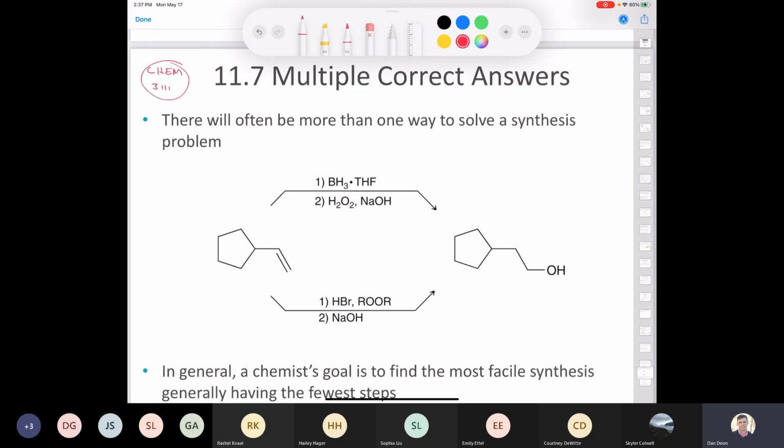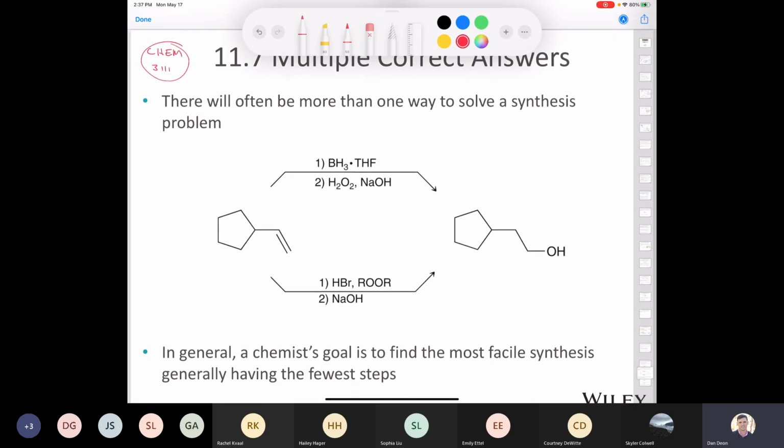Something that you're going to see a lot of in Chemistry 3111, especially once we get a few chapters along, is a lot of synthesis problems where there's more than one way to effect the transformation. Here we have the anti-Markovnikov addition of water across this terminal alkene. Well, you could either do it using hydroboration oxidation, or you could do an anti-Markovnikov addition of HBr across the double bond and then displace the bromide by an SN2 using hydroxide. When students ask which one's right, the answer is they're both right. There's nothing wrong with either of them.